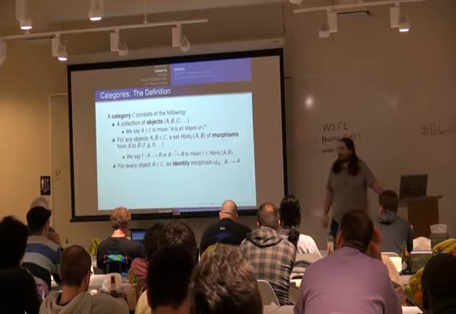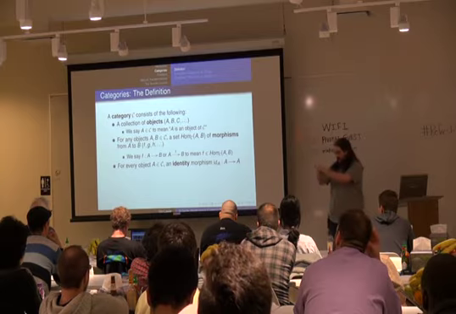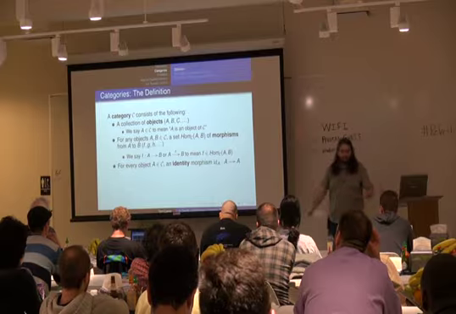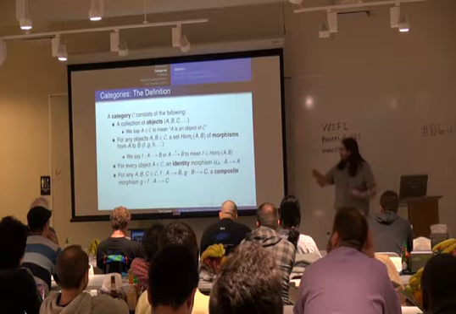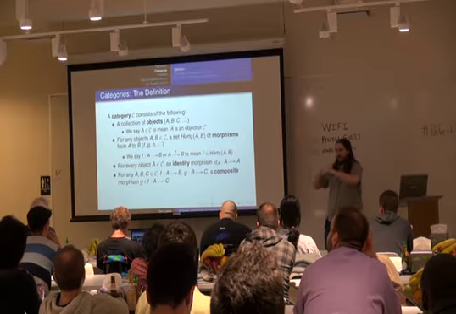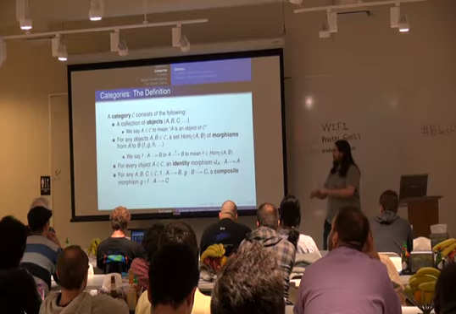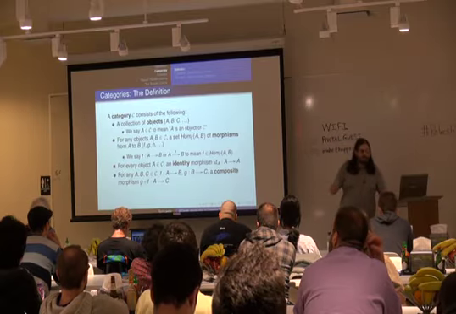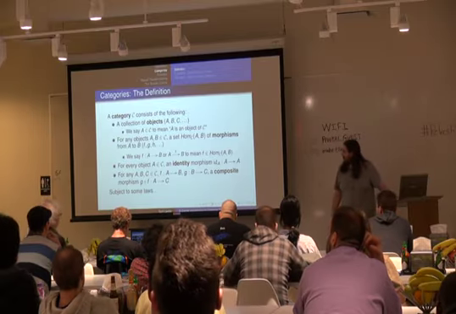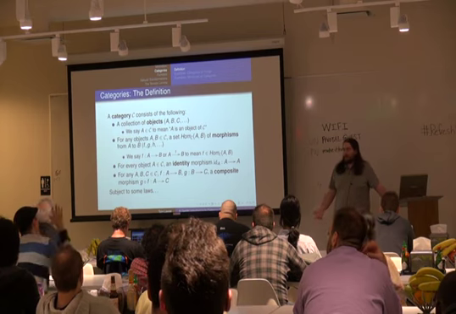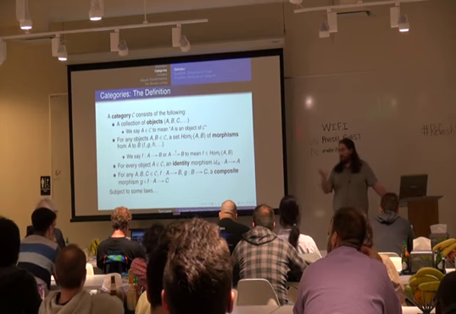You also have, for every object, an identity morphism. So this just goes from an object to itself. And given two morphisms, one from A to B and one from B to C, you can compose them. Kind of like functions, you might think. Now, there are a couple of laws, just like with monoids.